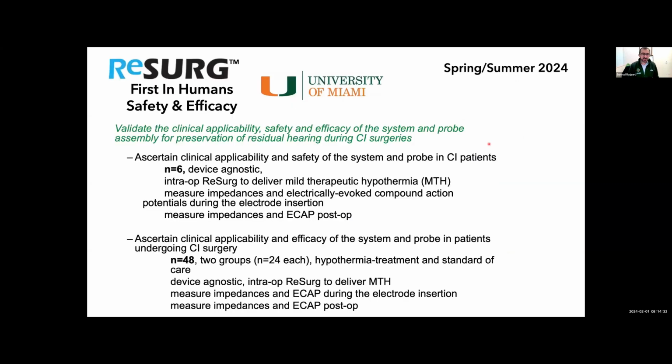And again, we have a division of audiology that allows us to work with it. And this is a really great partnership between a startup, Restore Ear Devices, that got a phase 2 SBIR grant from NIH to do a clinical study along with the University of Miami. So now everybody is hopefully benefiting from this.